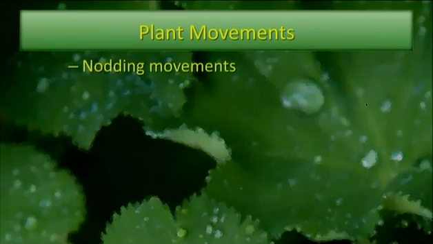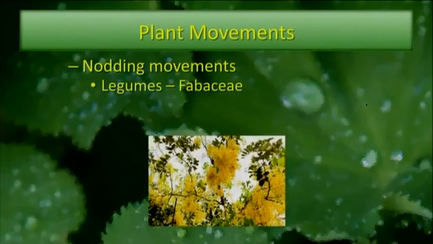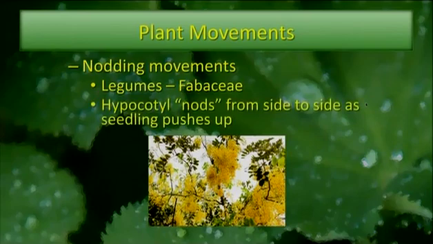Now plants sometimes do nodding movements as well, such as members of the legume family, the Fabaceae. This looks like a golden shower tree. So such as golden showers, such as green beans, what they'll do is that when they're germinating, the hypocotyl, or the part under the cotyledon, kind of nods from side to side as the seedling pushes its way up through the soil. It helps the progress of the growing tip, it helps to push the growing tip through the soil, so it actually moves. That's these nodding movements.